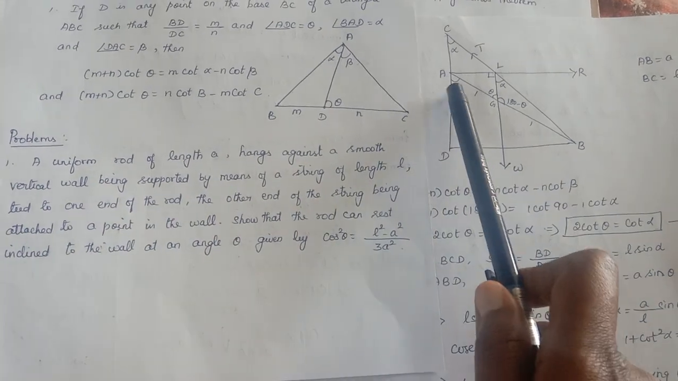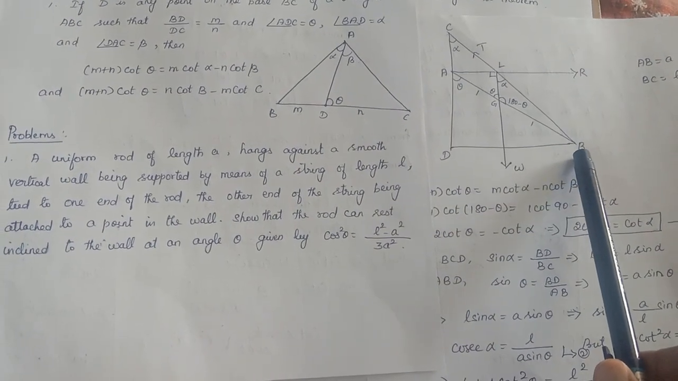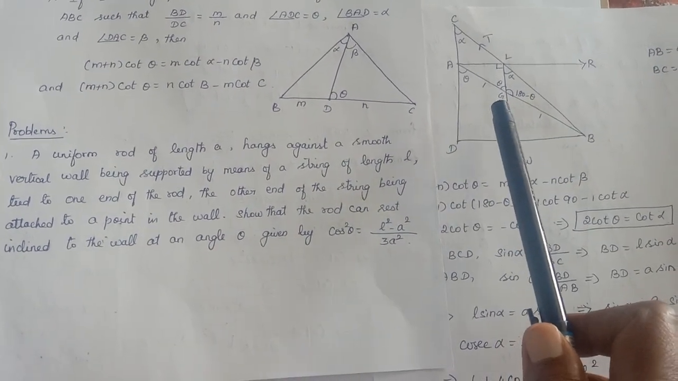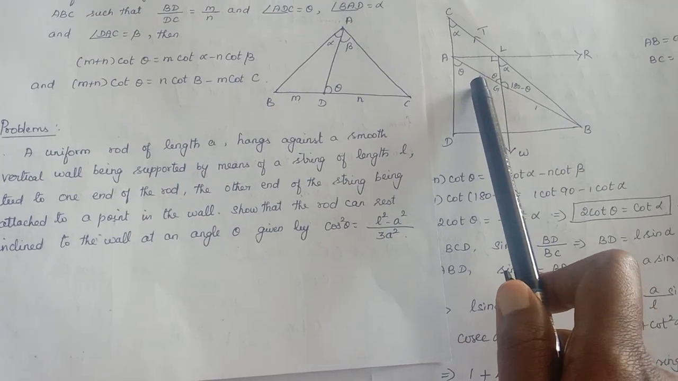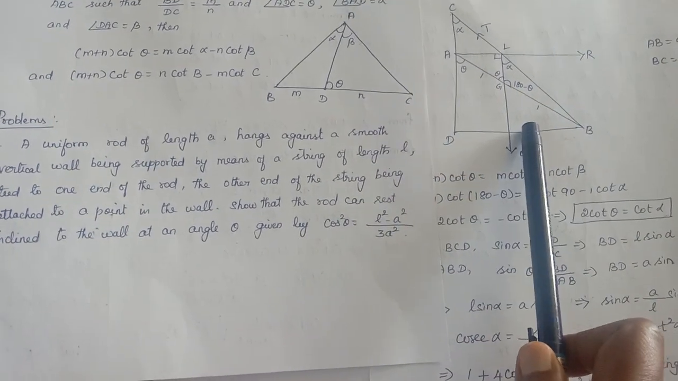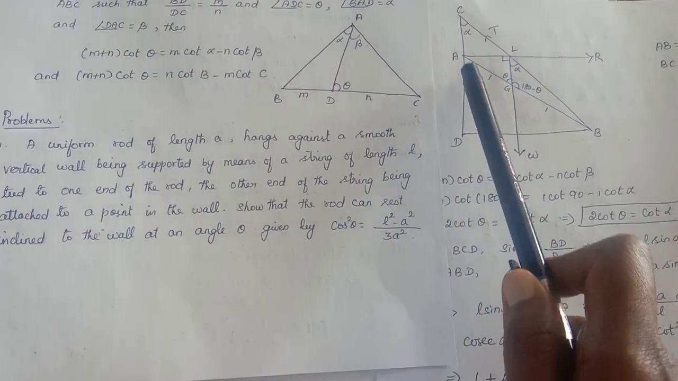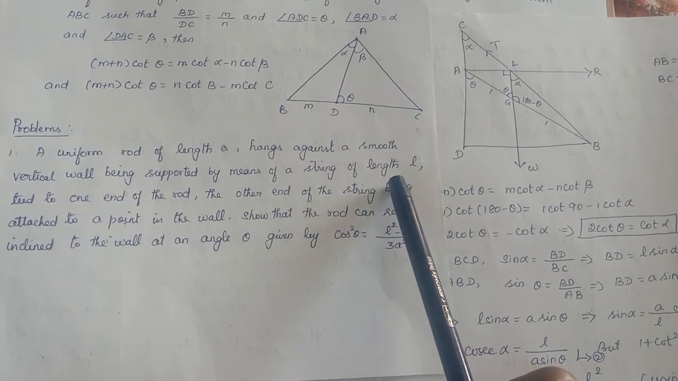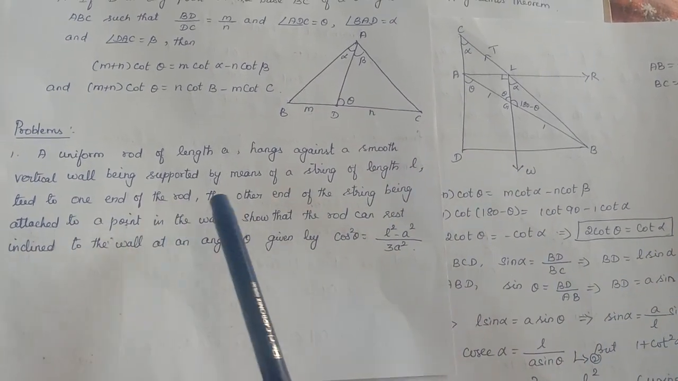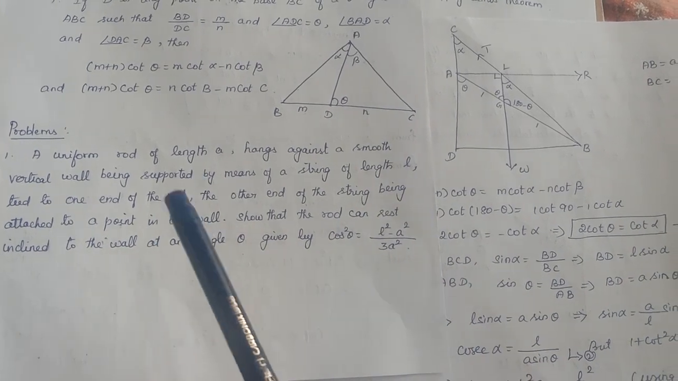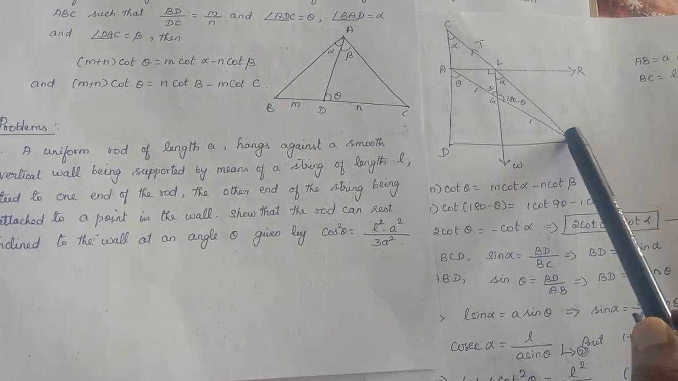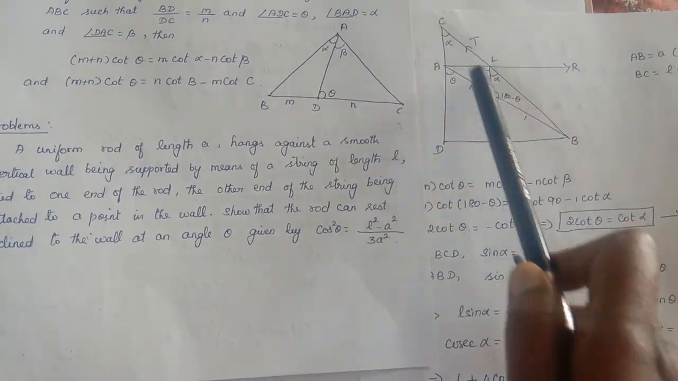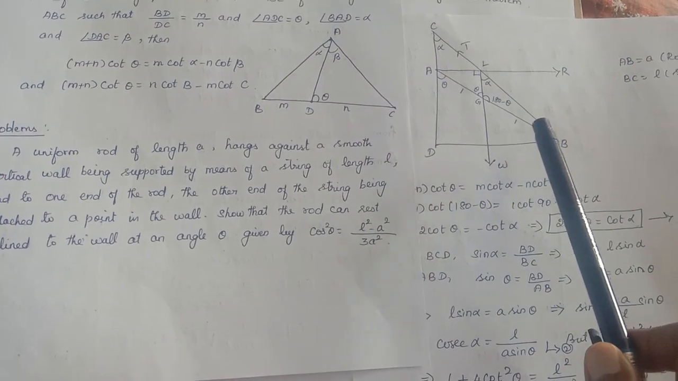We have a rod of length A. Let AB be a rod of length A, and it's a uniform rod, so its center of gravity will be at its center. Let G be the center of the rod so that G divides the line in the ratio 1:1. It hangs against a smooth vertical wall. This is my wall, CD is my wall, and it is supported by means of a string of length L tied to one end of the rod, the other end of the string being attached to a point in the wall. So one end is attached to the rod, the other end is attached to the wall. This is my string, BC, and it is of length L.